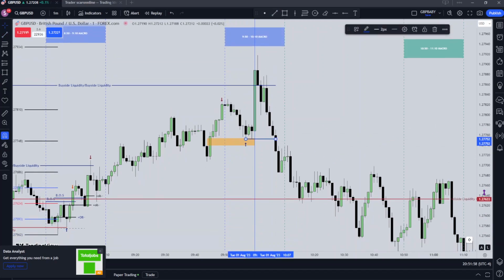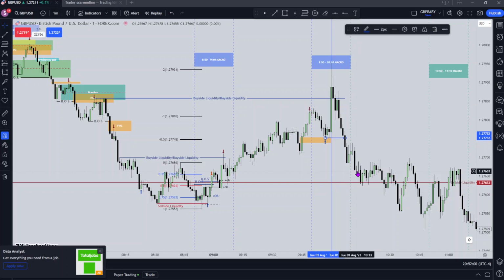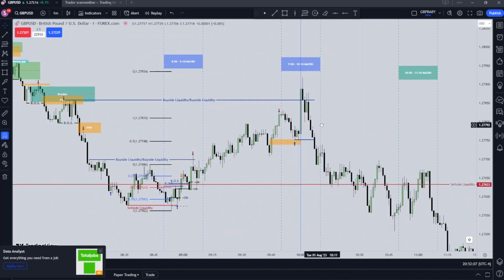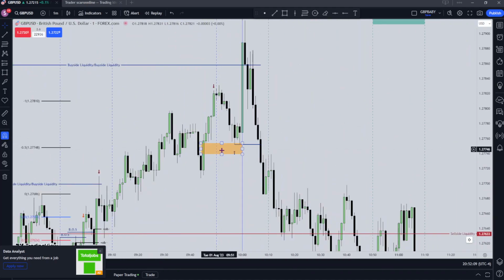Mitigation anywhere? Anyone? High, low break. So this is the breaker this time. But I don't think we come back to it at all, actually.